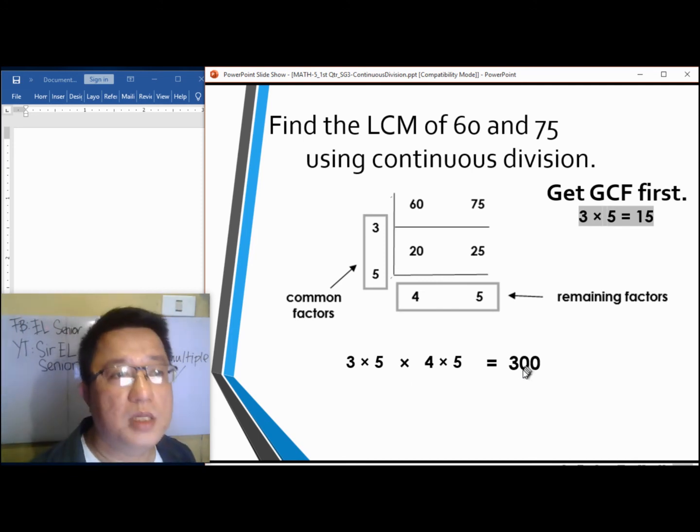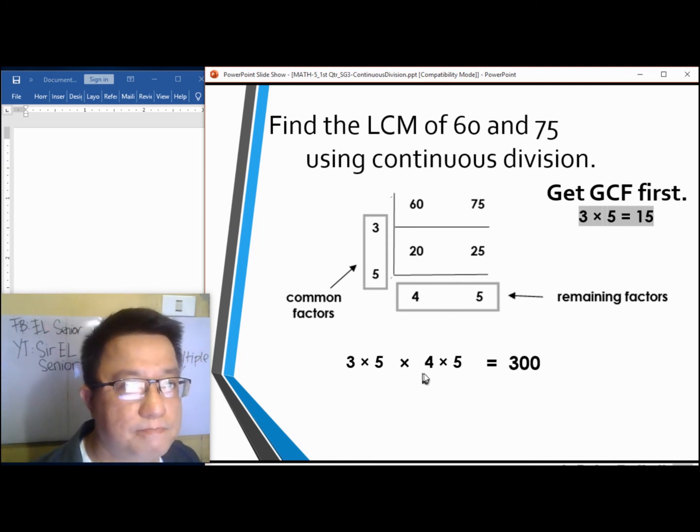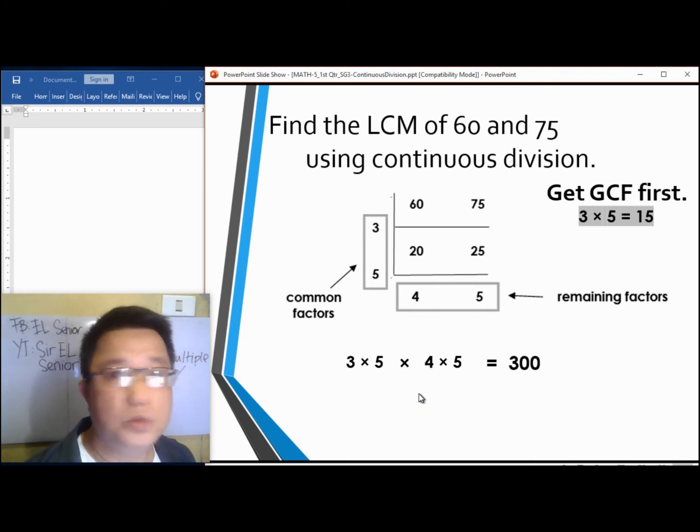And 300 is divisible by 60 and 75. Okay? So, are you following the procedure? Let's do 3 numbers. Let's try to get the GCF and LCM of 3 numbers.